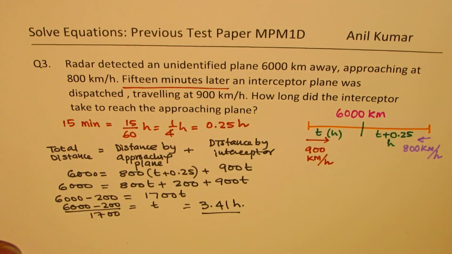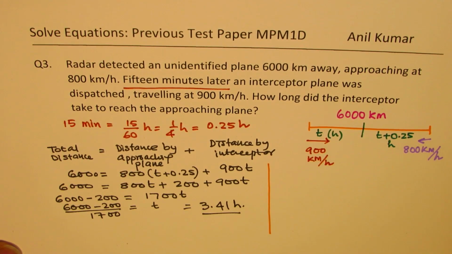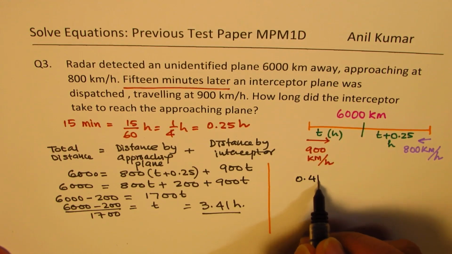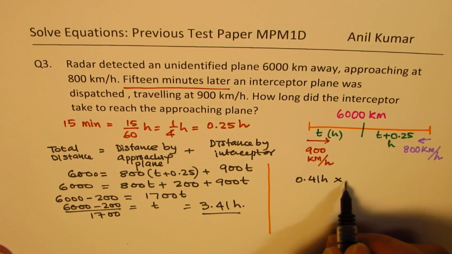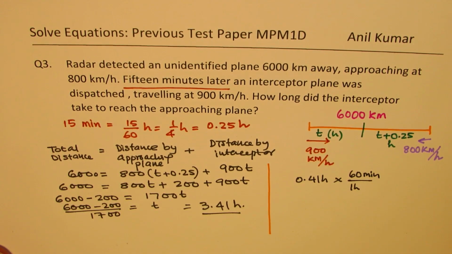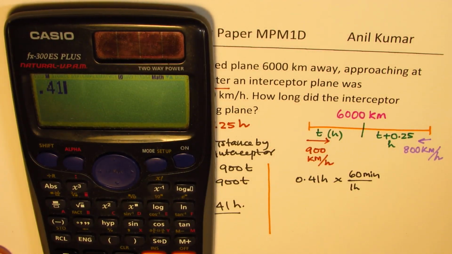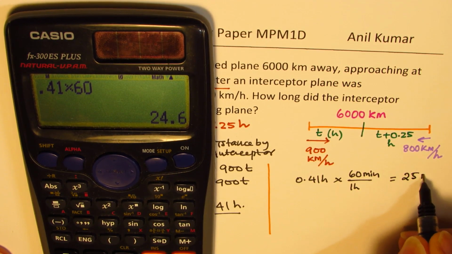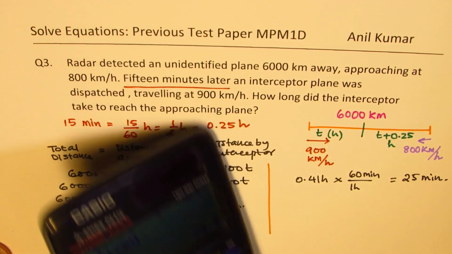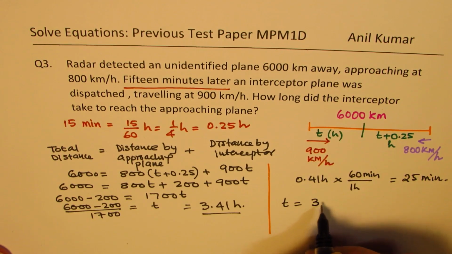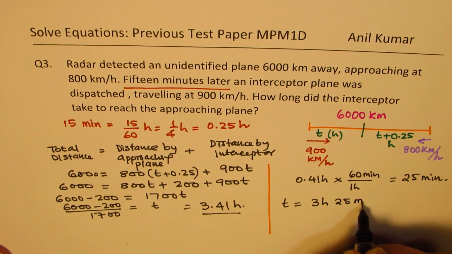Now let us convert this time to hours and minutes. So we have 3 hours, 0.41 hour. We can multiply this by, since we know 1 hour is 60 minutes, right? To get time in minutes. So we'll multiply 0.41 times 60, which is let's say 25 minutes. Right, so we just round it. So we have now time t for the interceptor will be 3 hours and 25 minutes.